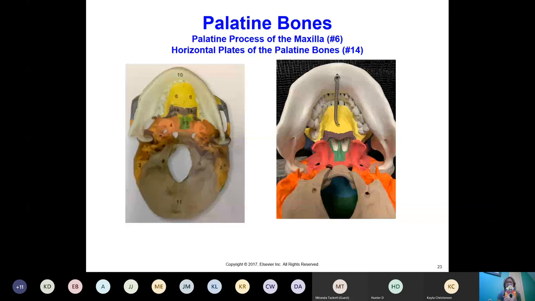Your palatine bones, these are just the skull pictures of the palatine bones. The picture on the left shows the numbered card that was in with the skulls. It shows that the horizontal plates of the palatine bones are number 14, and the palatine process of the maxilla is number 6. Of the maxilla, meaning on the maxilla, so they're in yellow because that's the color of the maxilla.